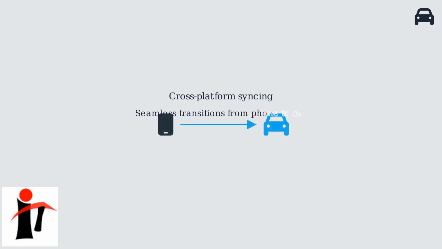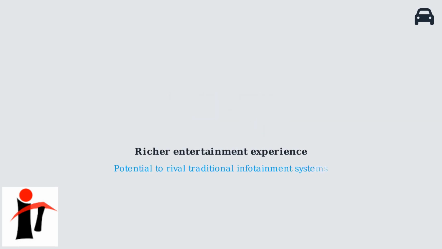vehicle. Future updates will incorporate artificial intelligence to provide personalized app recommendations based on your driving habits and preferences. Cross-platform syncing will enable seamless transitions between your phone and Tesla, allowing you to continue listening to music or watching content without interruption. Expect more integration and a richer entertainment experience in the coming years, potentially rivaling traditional infotainment systems with advanced features and seamless connectivity.